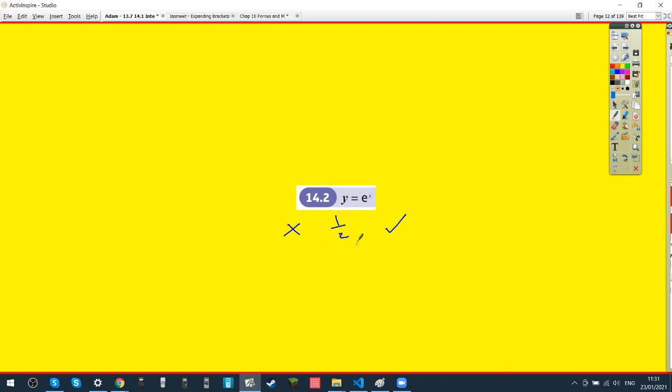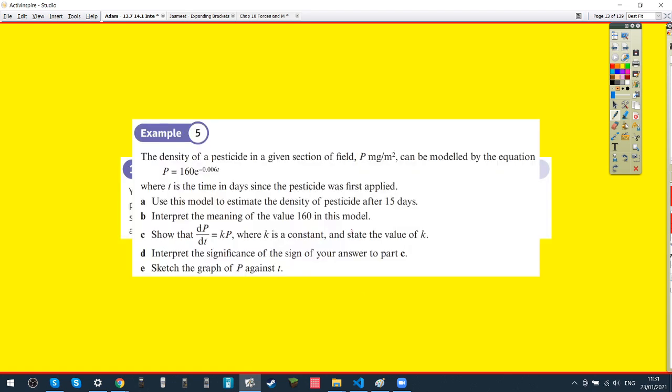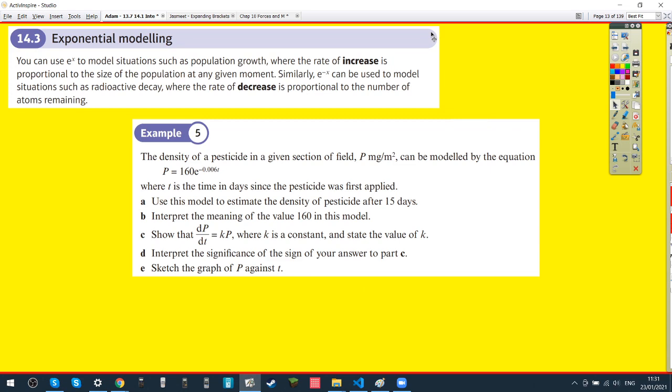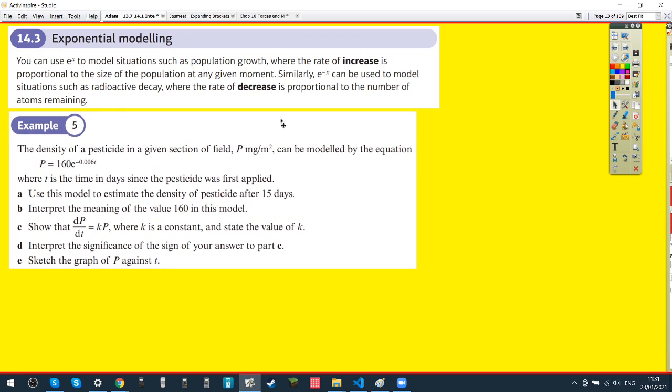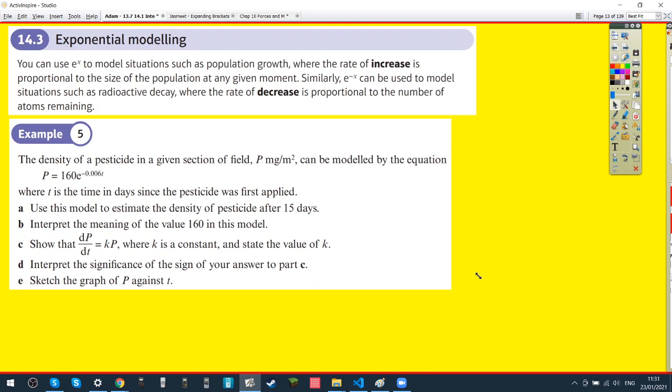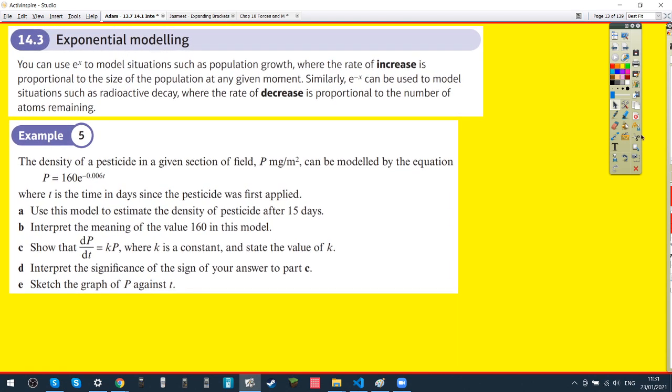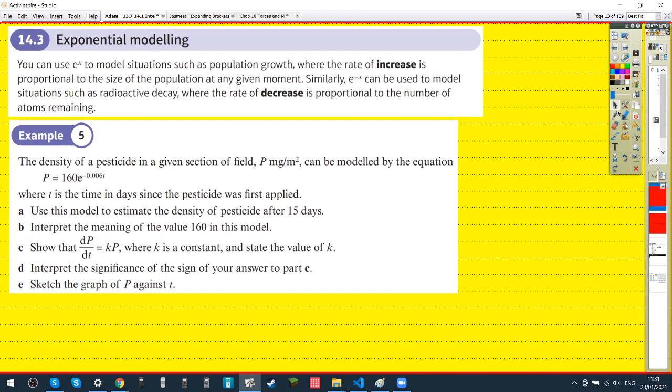Probably between a tick and a half. So let's see how we do here. Exponential modeling. Okay. Let's give it a go. We're applying it to the real world.